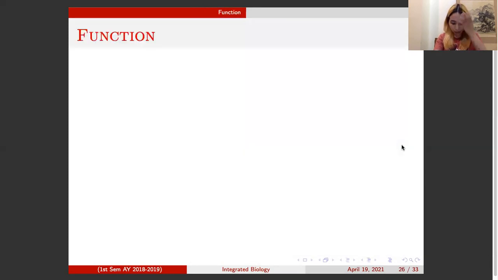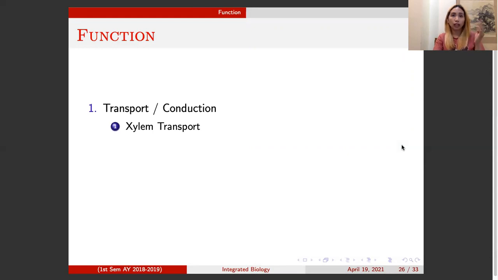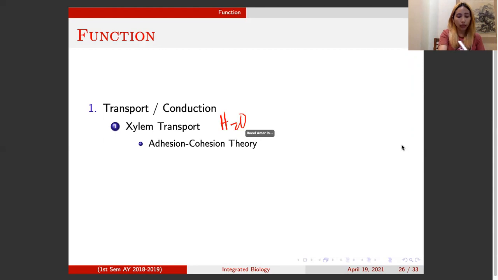Now in terms of function, the stem mainly functions for support, but of course, we cannot discount that the stem is the main area for transport or conduction. And this happens for both transport of water and dissolved minerals, and of course the organic compounds that are produced during photosynthesis, or what we call food. So when it comes to xylem transport, there are two ways, because xylem basically transports water and dissolved minerals. So we already know that.